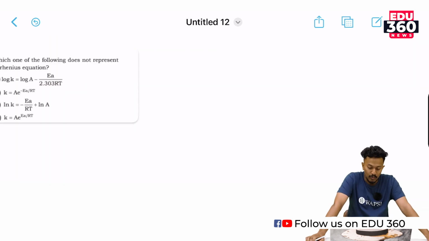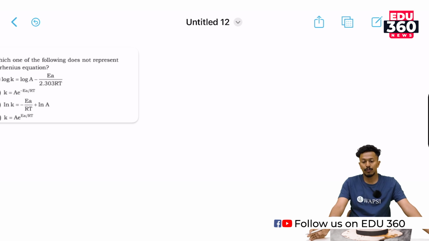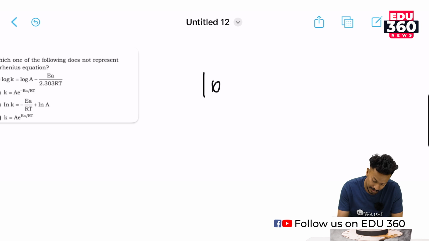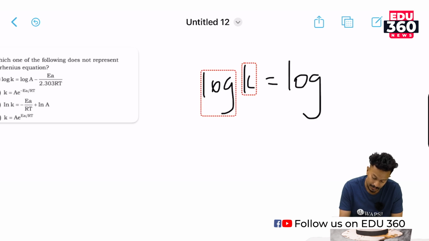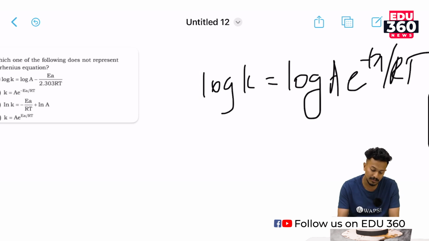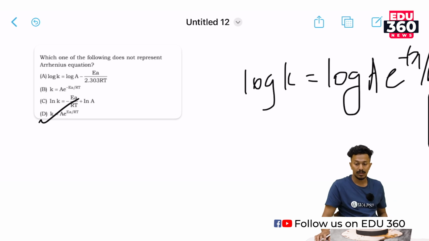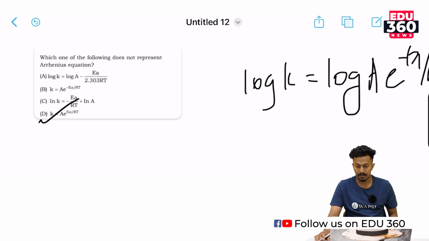Our next question is, which one of the following does not represent the Arrhenius equation? Okay, log K is equal to log A. How could we explain the Arrhenius equation actually? Well, K is equal to A e raised to minus Ea by RT. With that, we could say that option D is the correct answer for this question. The remaining ones are just absurd answers. So the correct option would be option number D.